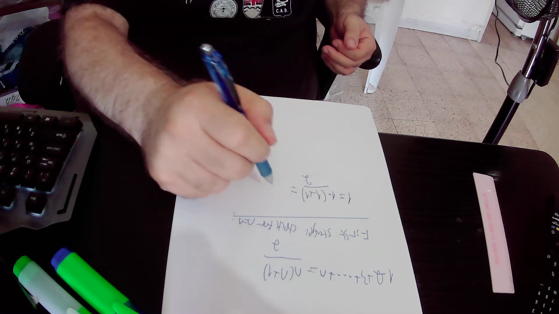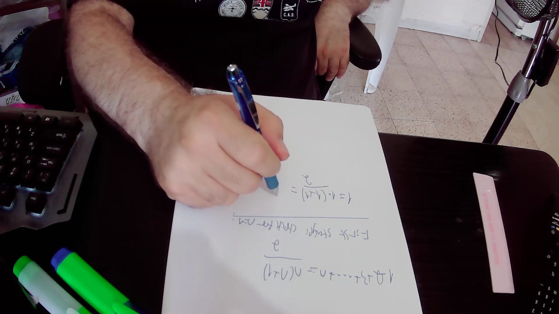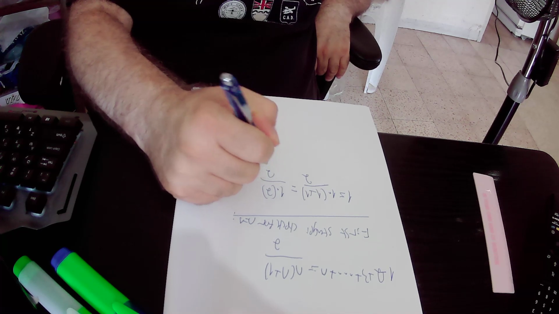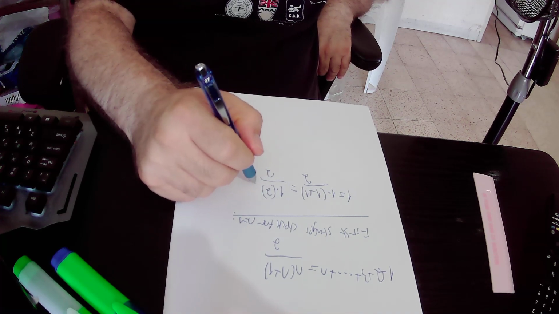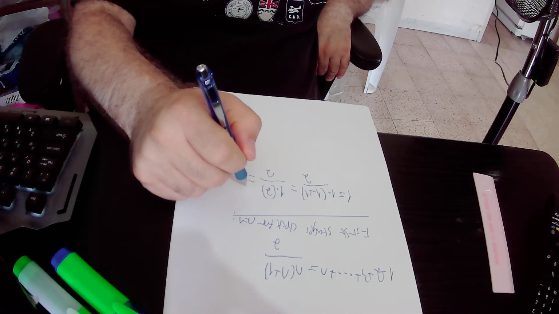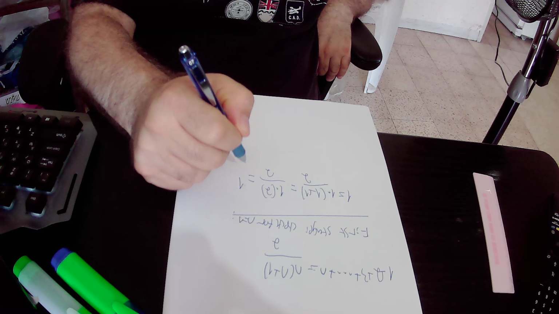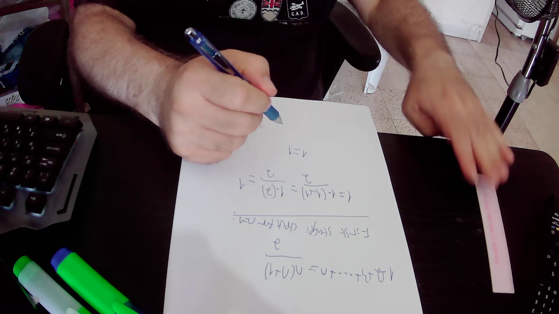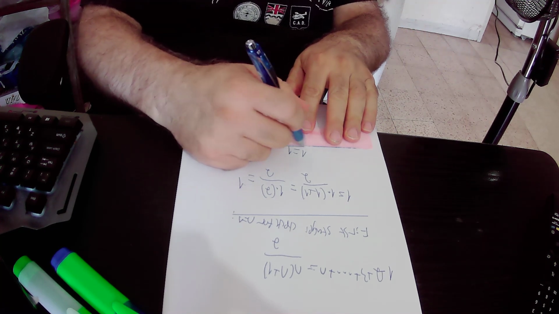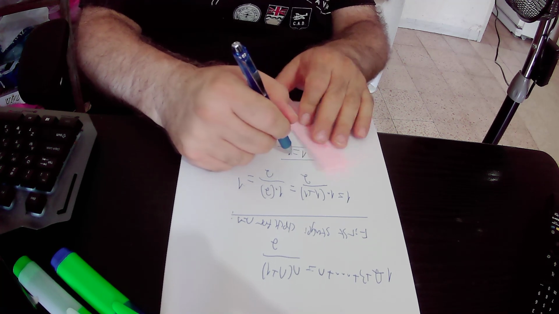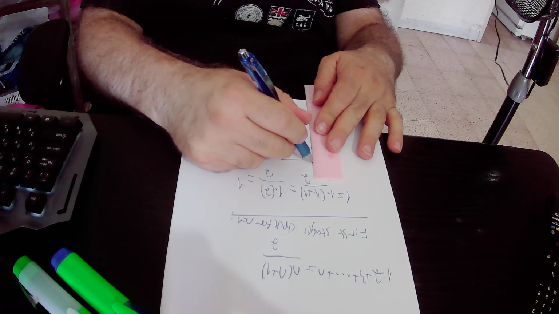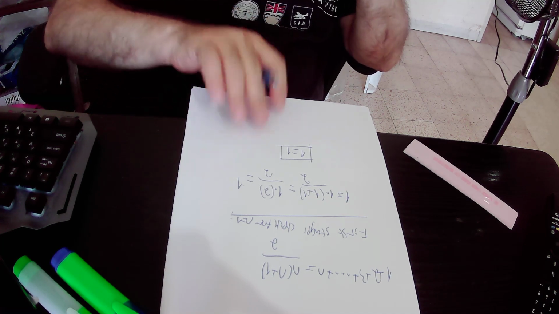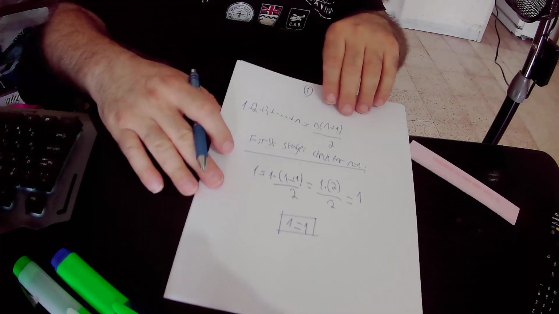equals 1 plus 1 is 2, 1 times 2 divided by 2, 2 divided by 2 is 1. So 1 equals 1. So we actually passed the test.